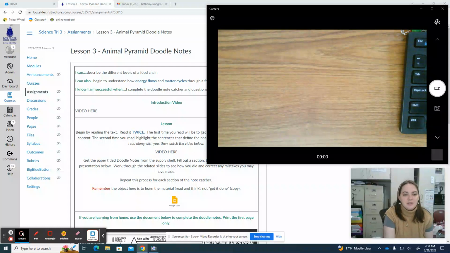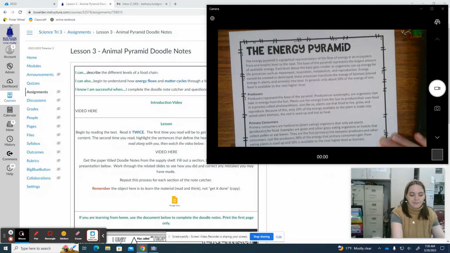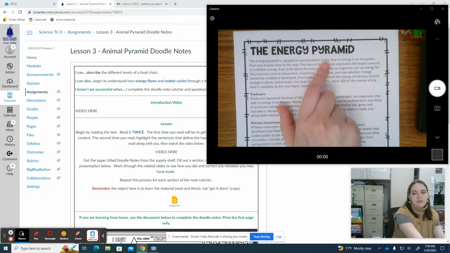Hello, this is lesson 3, the animal pyramid doodle notes. For this lesson, you're going to need a few things. First, you are going to need a paper from the supply shelf that looks like this on one side. So it's titled The Energy Pyramid.